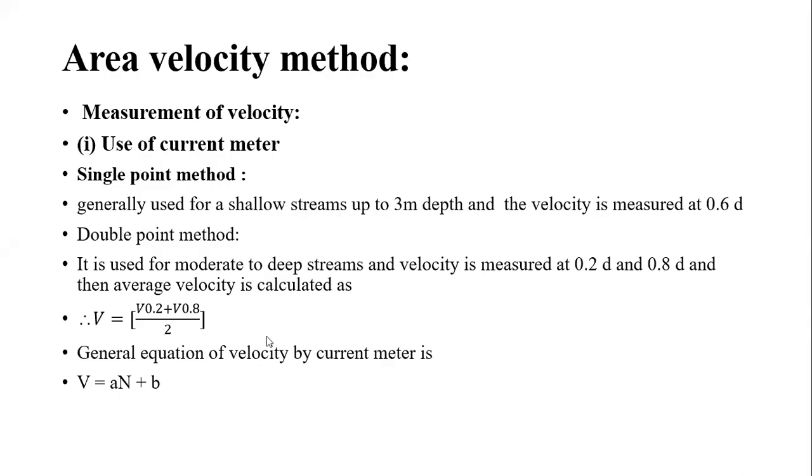Okay, so here also we get the relation between the velocity and the number of revolutions, that is v equals a into n plus b. N is nothing but the revolutions, we can say.